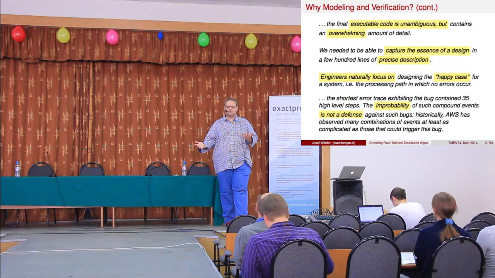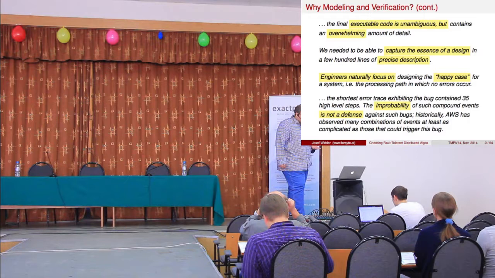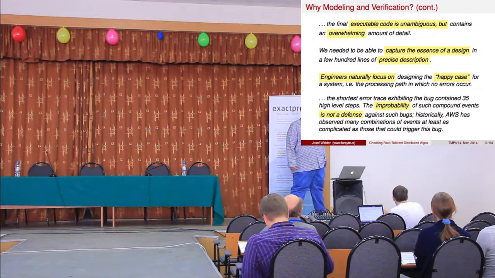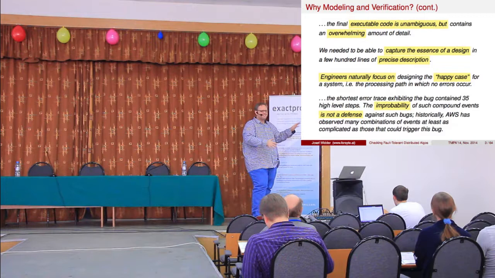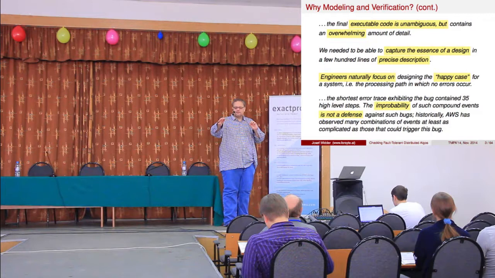And what they describe here is that they had a bug whose shortest error trace had 35 high-level steps. Which means a lot of components were involved, mostly, I don't know, it's Amazon, they don't give details, right? But a lot of components and a lot of high-level steps. And it's a very complicated sequence of unlucky actions that actually lead to the bug.